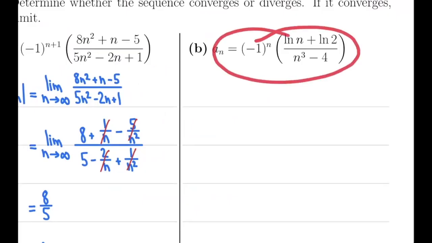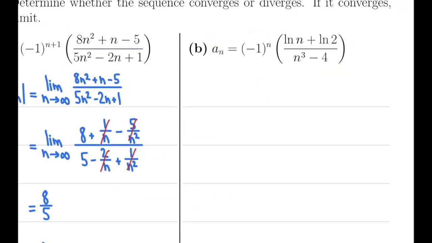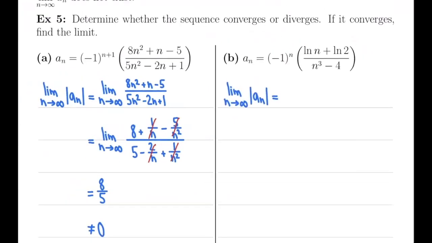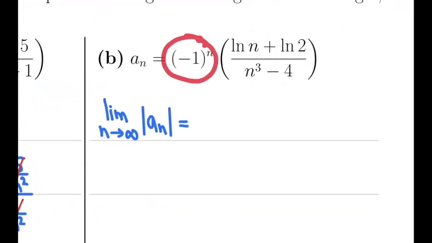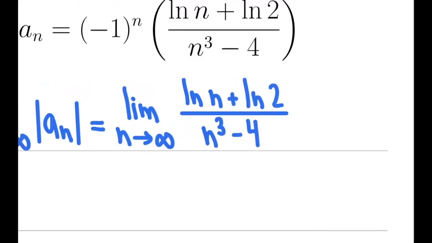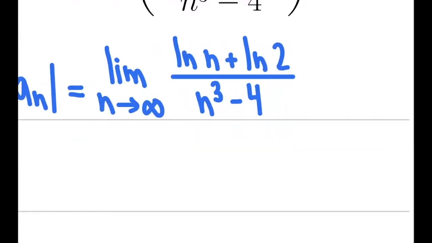We have another sequence that's alternating or eventually alternating. So I'm going to take the limit of the absolute value of this sequence as n approaches infinity. So again, this negative 1 to the power of n goes away, and you really are taking the limit of this right here. Can anyone tell me what you do to find this limit as n approaches infinity? Any suggestion is great.